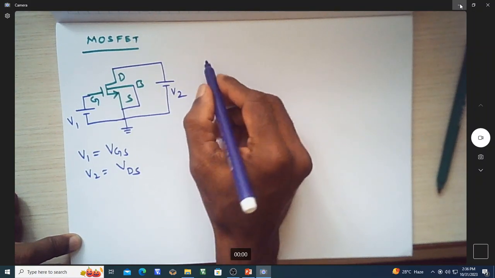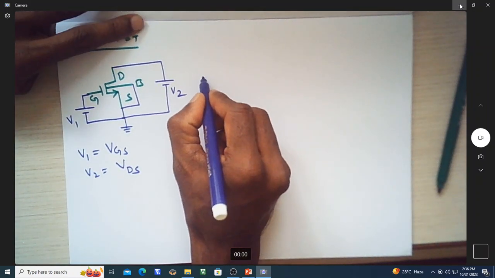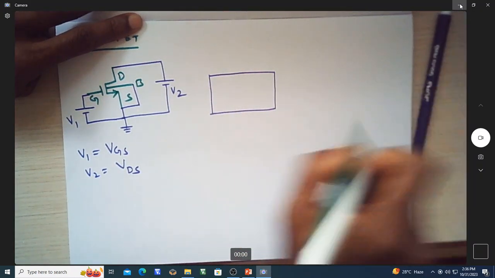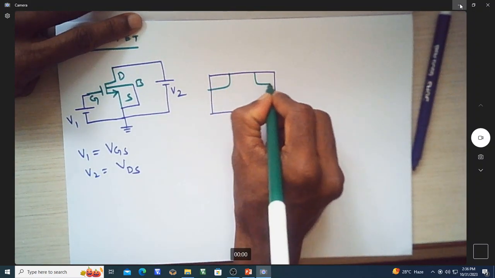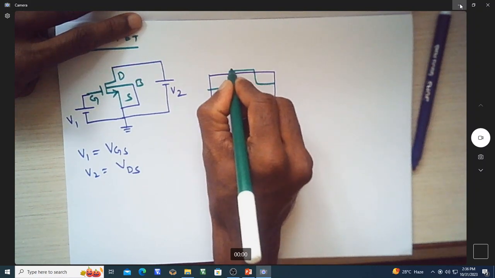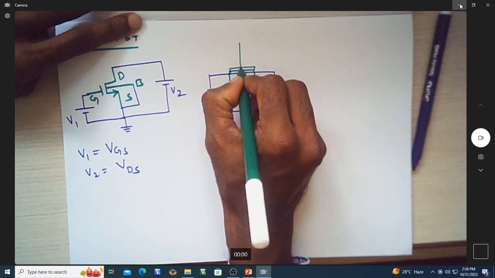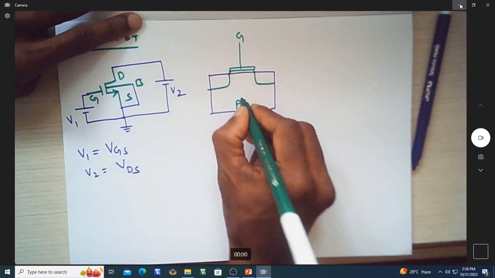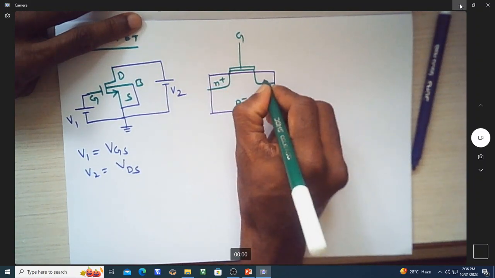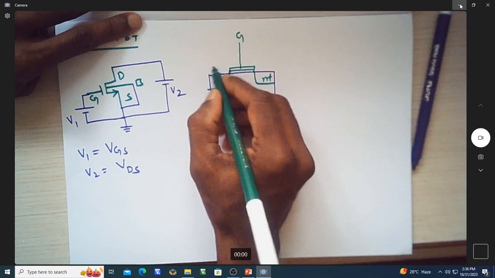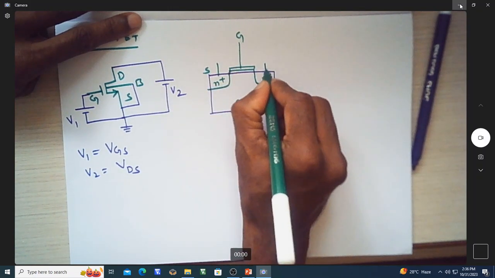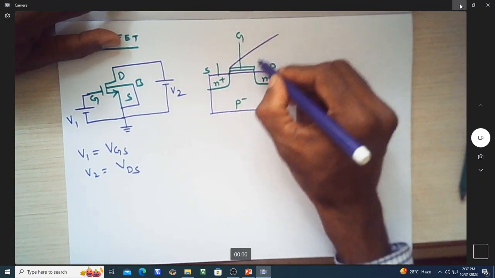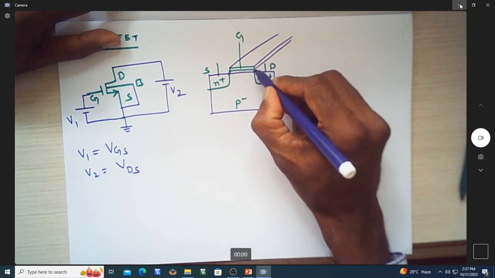Suppose if you look into the cross-section view or the 3D view of the MOSFET, it looks like this. If you consider this as bulk, this is source, drain, and you have the gate oxide. This is gate. Assume that this is gate, and if it is an NMOS transistor, this is P minus, this will be N plus, this will be N plus, and if I say this as source, this as drain, if you write its 3D view, it looks something like this. This is how it looks.